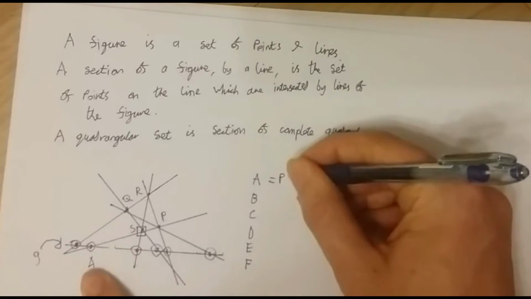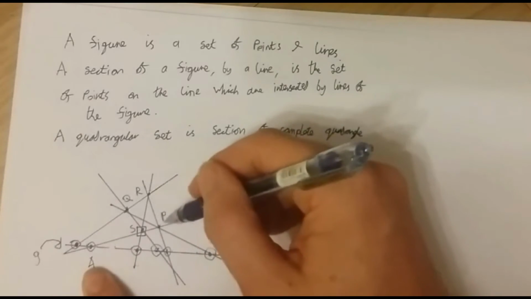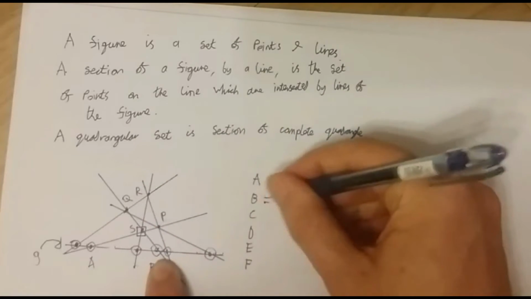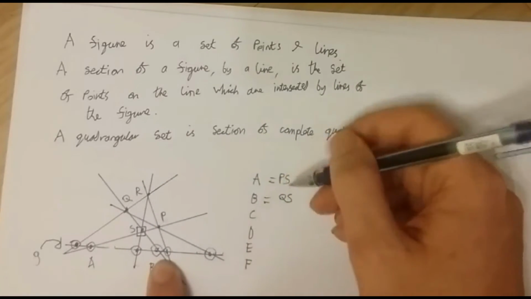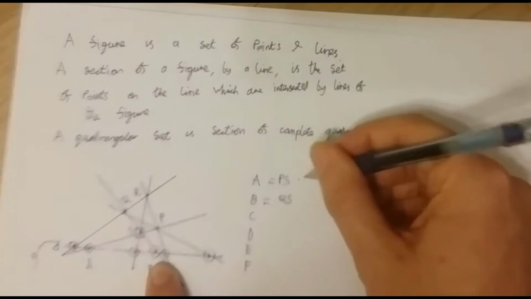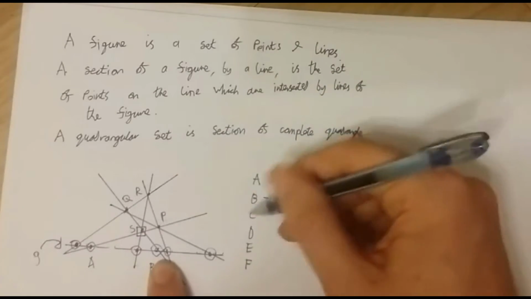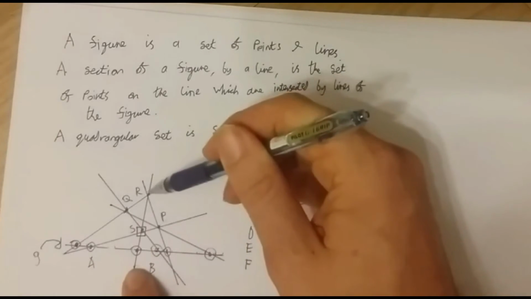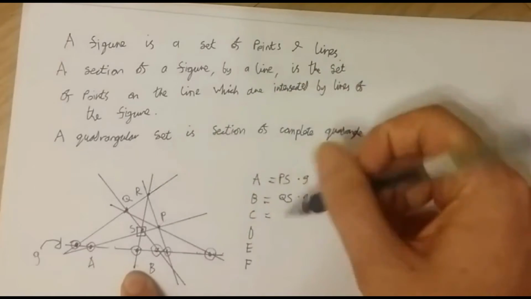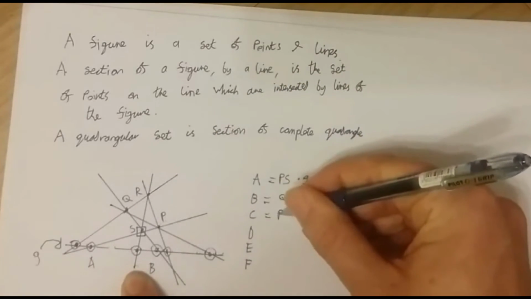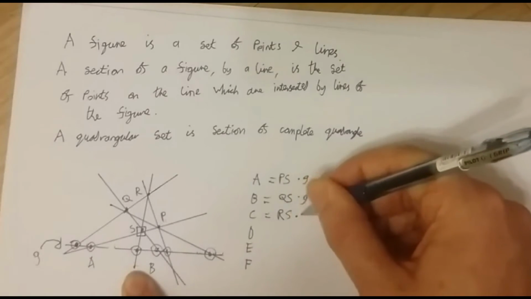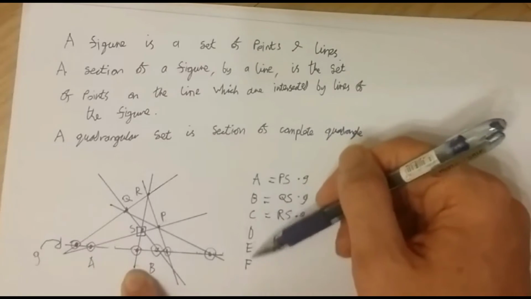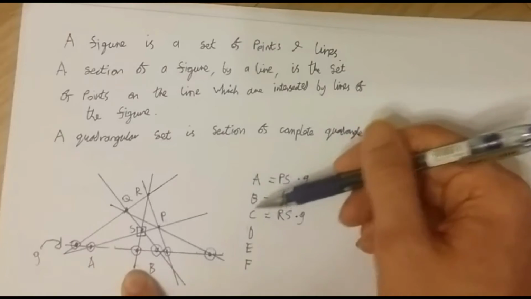equals PS, and then Q comes after P, so this is B, and B equals QS dot G, of course, because it's intersecting with G, and then C is RS dot G, and now the last 3 of these points, they're the opposites of A, B and C respectively.